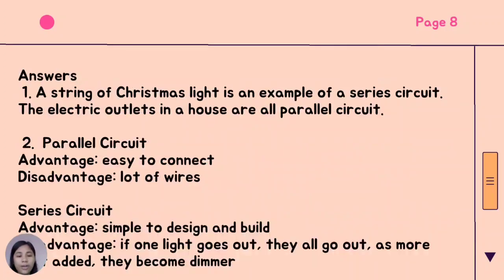And these are the correct answers. Number one, a string of Christmas lights is an example of a series circuit. The electric outlets in a house are all parallel circuit. For number two, parallel circuit: advantage, easy to connect; disadvantage, lack of wires. For the series circuit, the advantage is simple to design and build, and the disadvantage is if one goes out, they all go out. As more lights are added, they become dimmer.